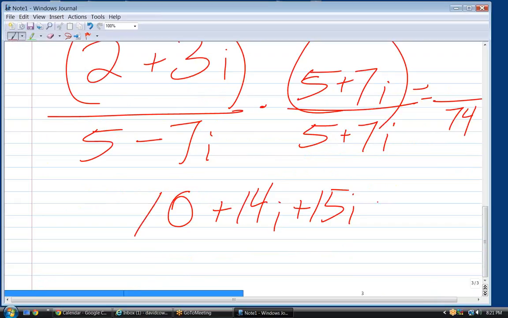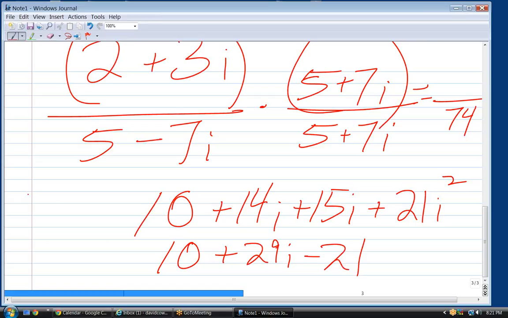So we get 10 plus 14i plus 15i plus 21i squared. So then we can condense those. And the 21i squared is going to become a negative 21. So now we get minus 11 plus 29i.